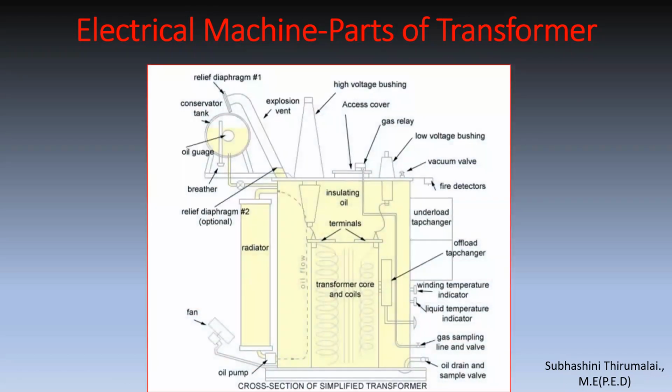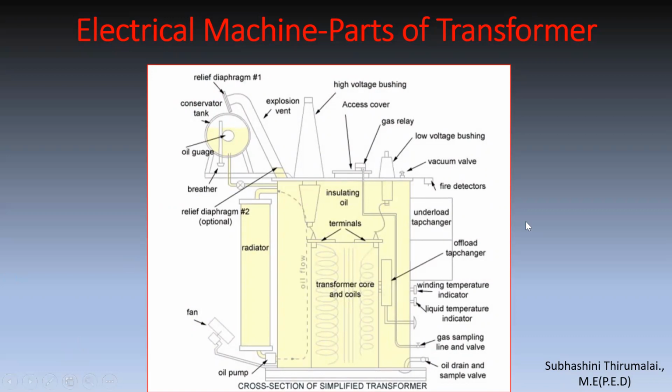So this diagram is a cross-section of a simplified transformer diagram. This portion is only our internal parts, the core and the windings. These are all internal structures, and they are kept inside the insulating oil. The oil is present in a tank container. The container holds the insulating oil, which may be of hydrocarbon composition. So that is placed here.